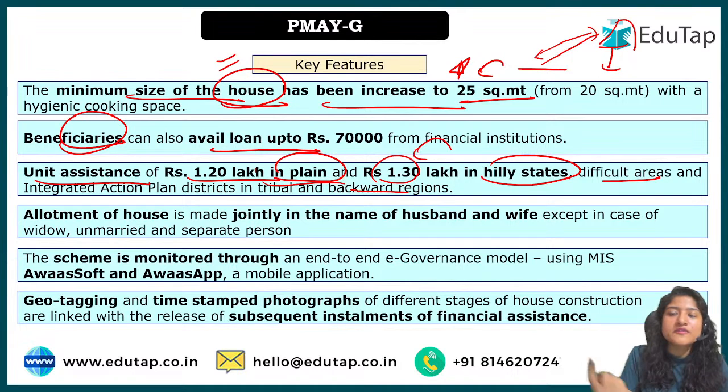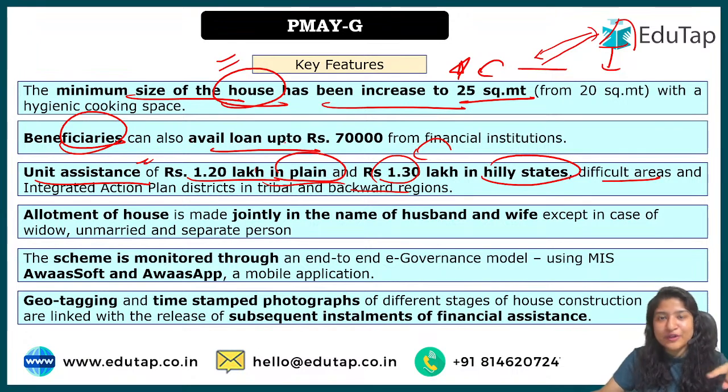Because in plains there are a lot of shops, there are a lot of construction organizations that are there, right? So you can easily get the material, but in hilly areas that does not happen, right? So you have to bring it from far off places. That is why there the amount is higher. So this is the monetary support they are giving.